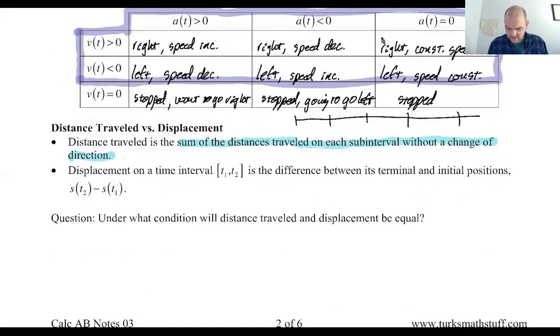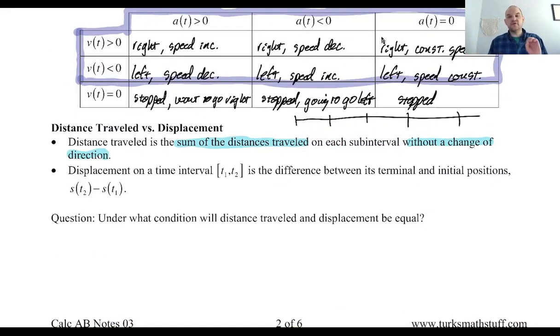So I just highlighted this, but I'll do it again. Okay, so distance traveled is the sum of all the distances that you've traveled without a change of direction, which means, you were going to the left, how far did you go? Now you're going to the right, how far did you go? Now add those up. Like 3 feet to the left is just 3, and then 5 feet to the right is just 5, and 3 plus 5 is 8. So that's distance traveled. Displacement on a time interval is actually a little different.